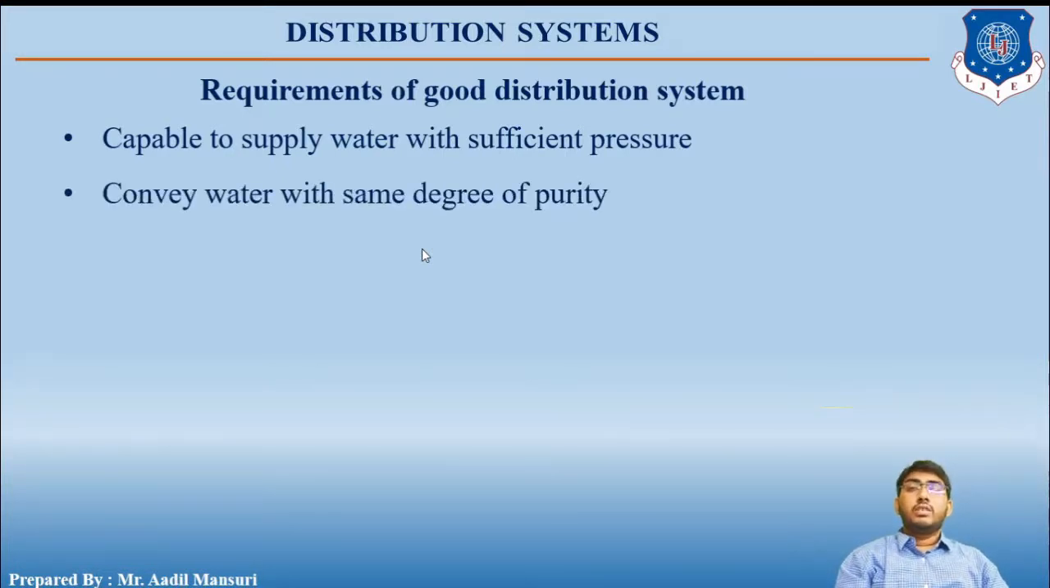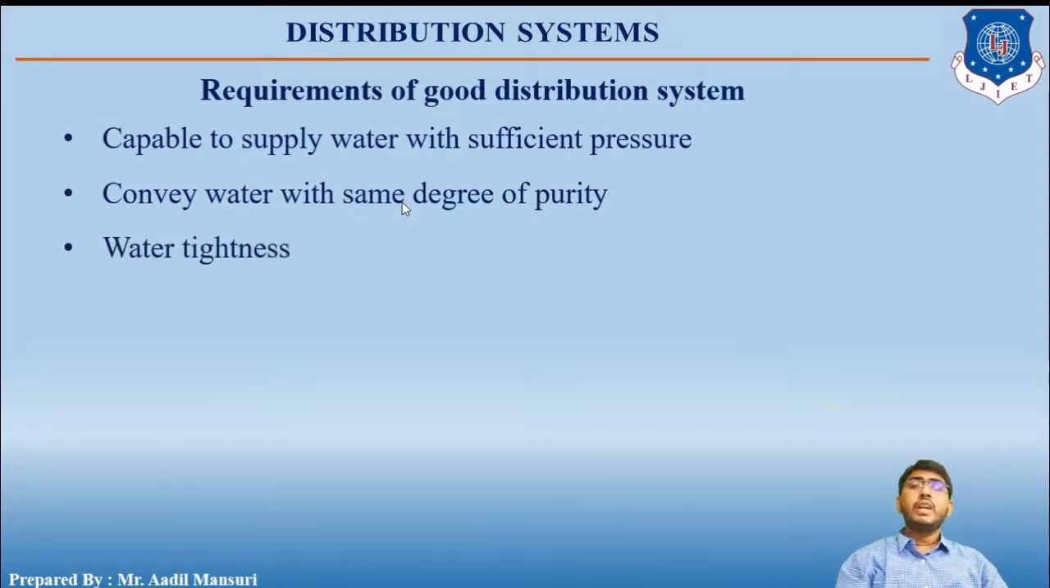Next, the distribution system should convey the water with the same degree of purity. It means that all the joints of the distribution system should be sealed or watertight, so that any kind of foreign particle does not enter the distribution system, and the end user will get the water with the same degree of purity which is supplied from the treatment plant.